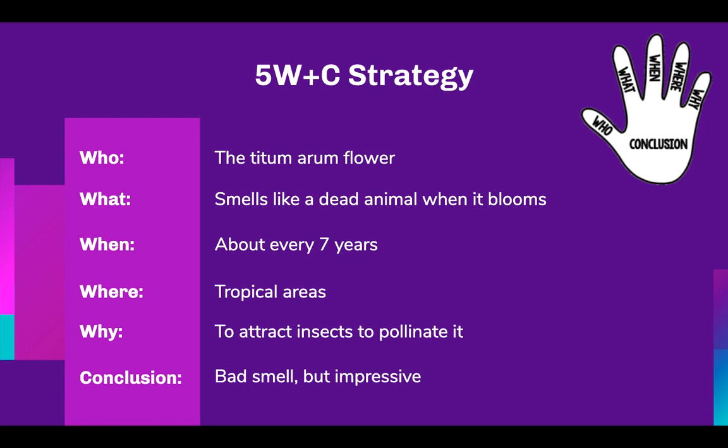Why does it smell like a dead animal when it blooms? To attract insects to pollinate it. And the conclusion was that it has a bad smell, but it's impressive. Notice too that the way that I filled it out was just short, sweet, to the point, right? It wasn't full sentences here. These are just notes. This is just the basics: who, what, when, where, why, conclusion.